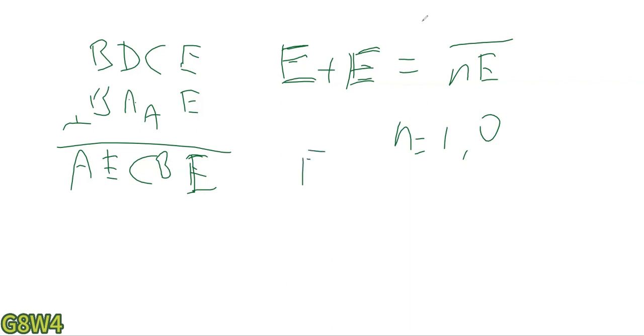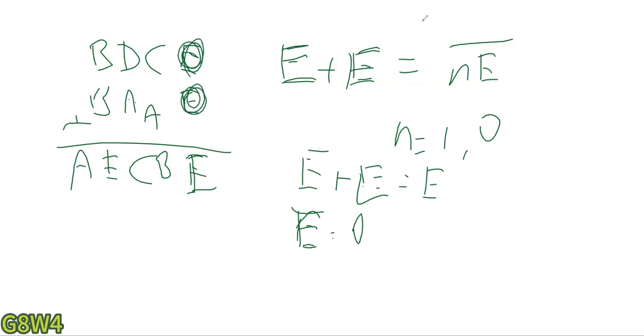So let's say E plus E equals E. Then that means E equals 0. Now what about if it was 1? So E plus E equals 1E. I don't think that's possible unless E is 10. But if E was 10, that won't make sense because E is only a digit from 0 to 9. So that means E has to be 0. So we can substitute the E out.